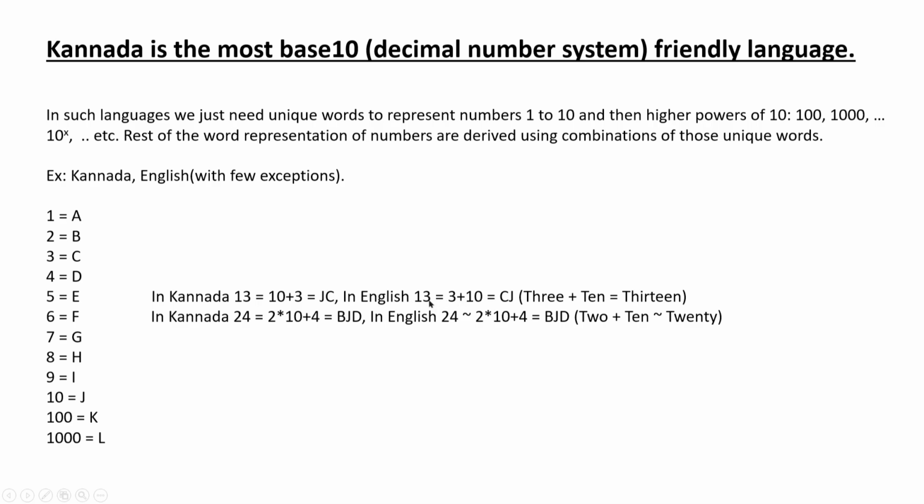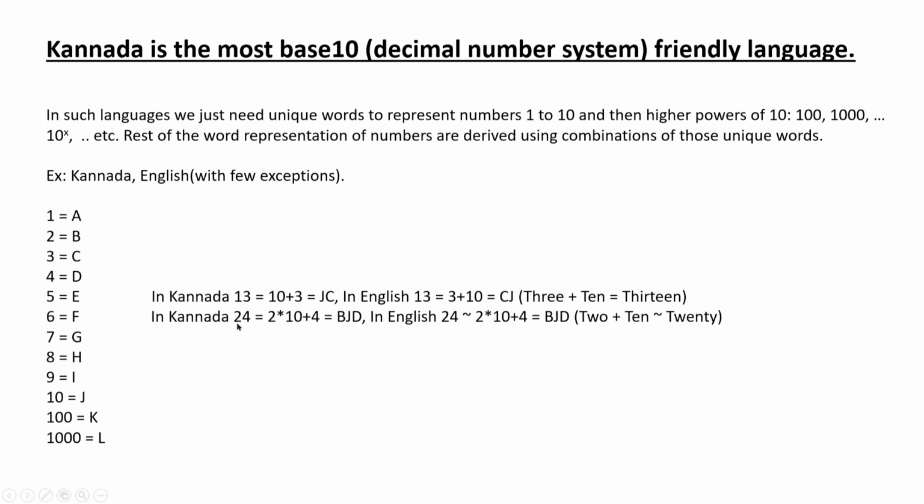In English, 13 is written as 3 plus 10. Instead of JC, it's written as CJ. So in English, we can see that 13 is roughly a derivative of 3 plus 10. 3 plus 10 becomes 13. Similarly, 4 plus 10 becomes 14, 5 plus 10 becomes 15, and so on. So it's derived from these unique words written over here. It's not a new word coined to represent just 13.